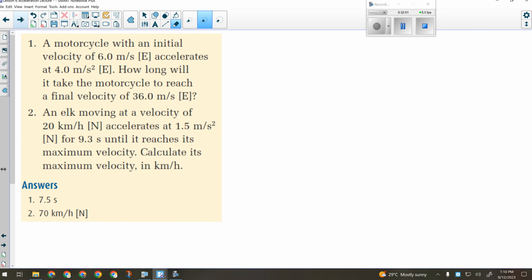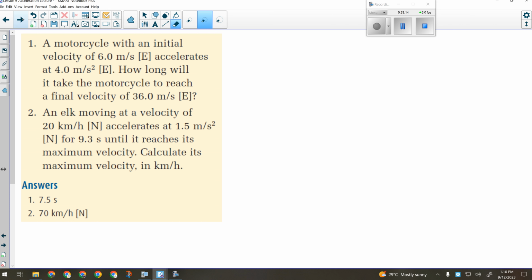So that means I've got to convert two different units. I've got to convert the kilometers to meters. How do I do that? I multiply by 1,000. There's 1,000 meters in a kilometer. And how many seconds in an hour? 3,600. 60 minutes in an hour, 60 seconds in each minute. 60 times 60 is 3,600.